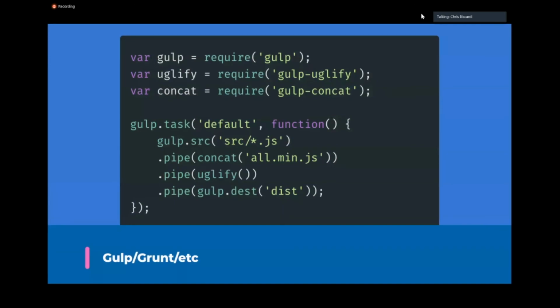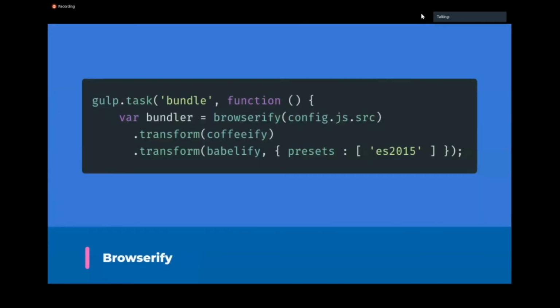We concatenated it together into one giant file. We manually minified that with something like Uglify, and then we just shipped it to a directory. And we did all this manually, right? You can see here that we're specifying, in the source directory, take all the JavaScript files, put them together, and then make them smaller. And this is done with Gulp and Grunt and maybe custom scripts, right?